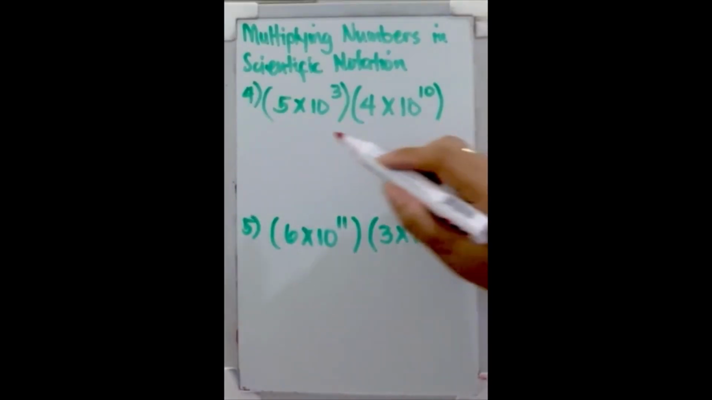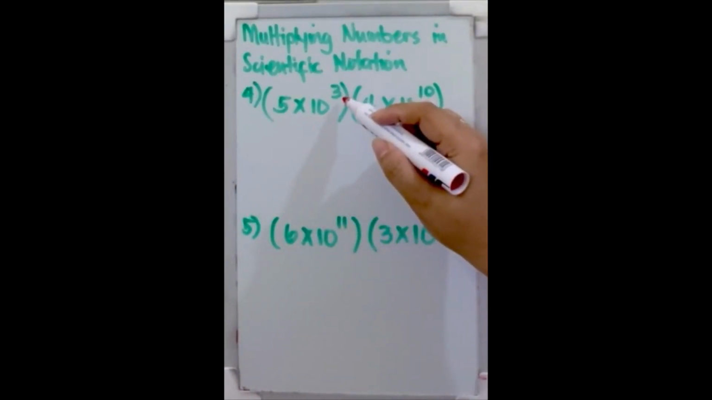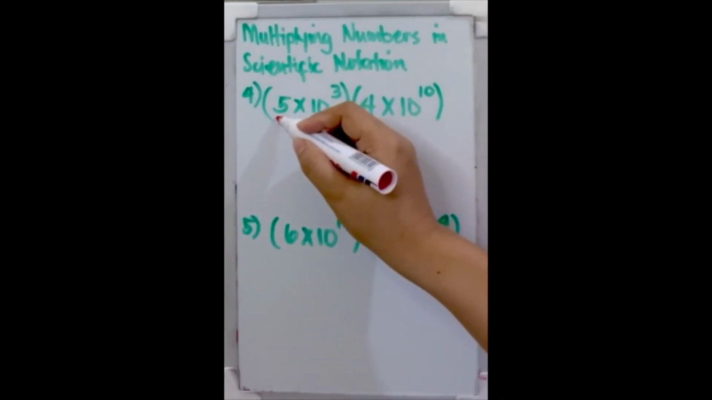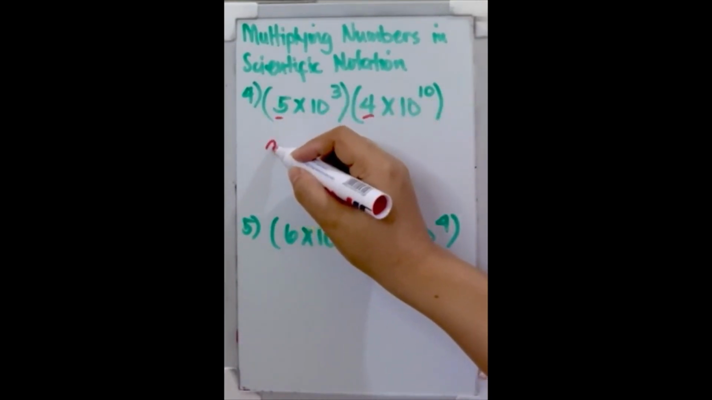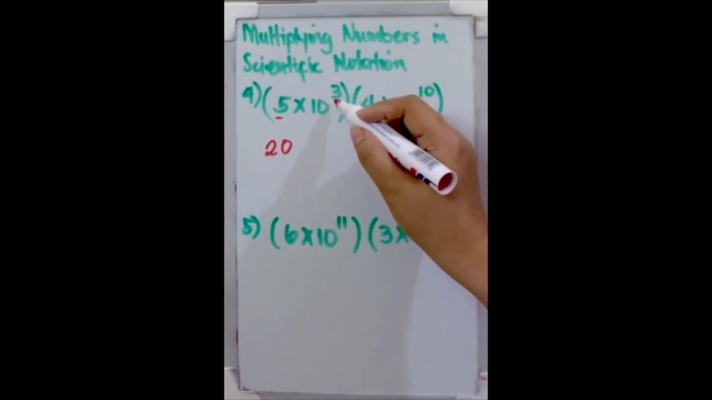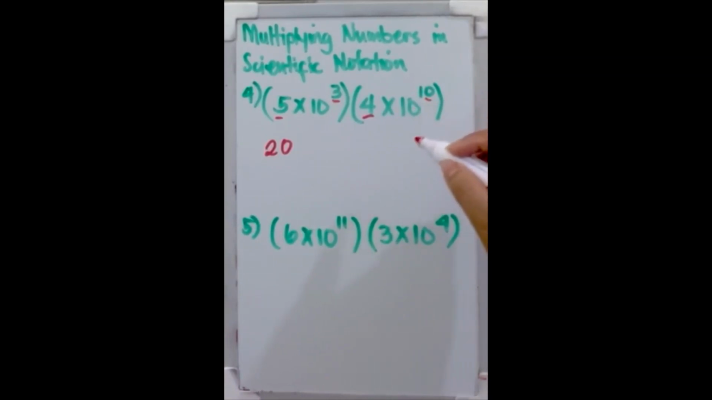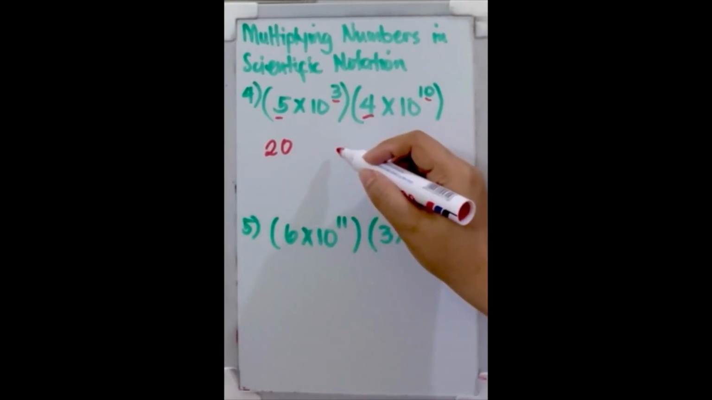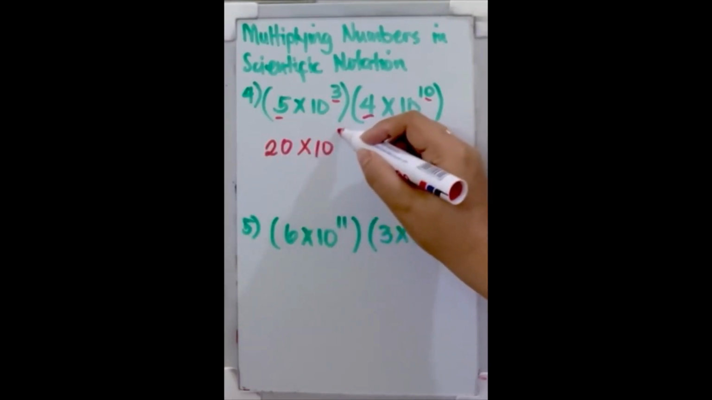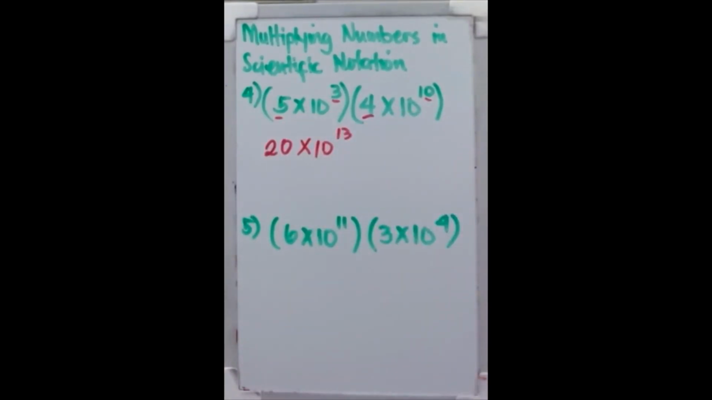Example number 4, 5 times 10 raised to 3 times 4 times 10 raised to 10. 5 times 4 will give us 20. Okay, that is step 1. And then step 2, 3 plus 10 will give us 13, right? So we have 20 times 10 raised to the power of 13.